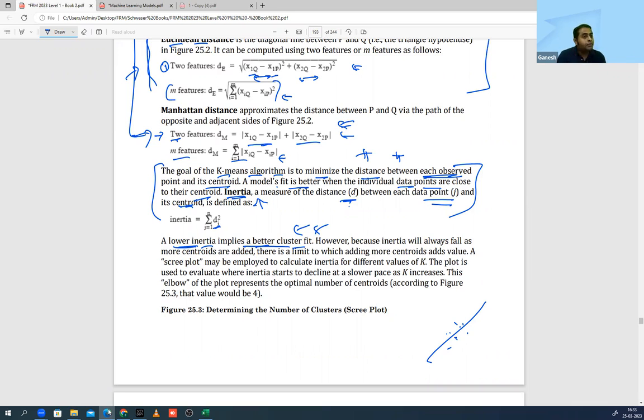Same problem will happen over here if we increase the cluster. Suppose I have 100 data points and I have created 90 clusters, 90 groups. So the data will sit somewhere or the other, right?